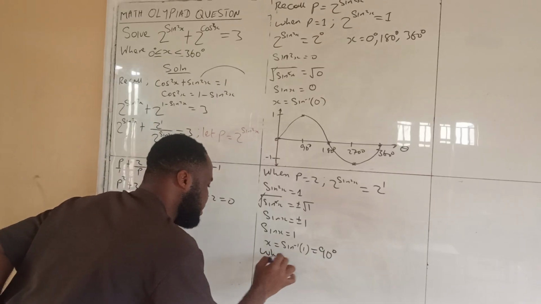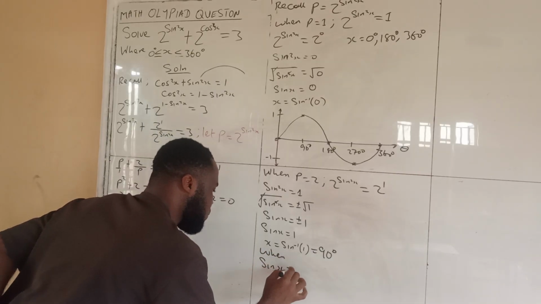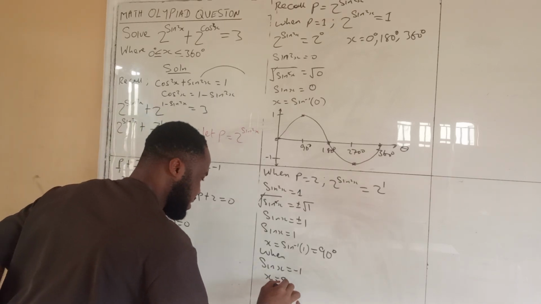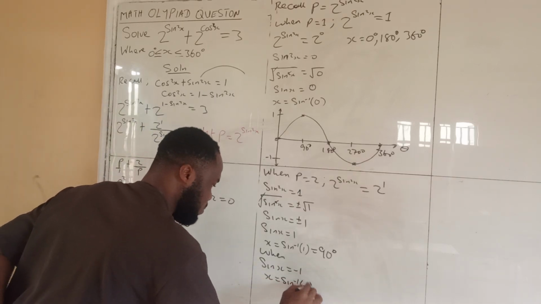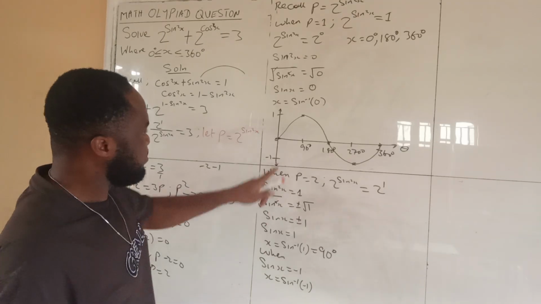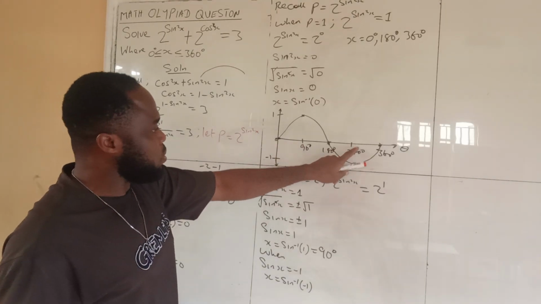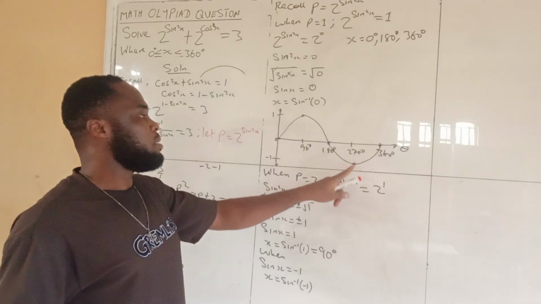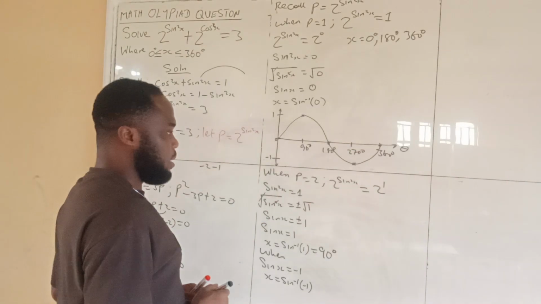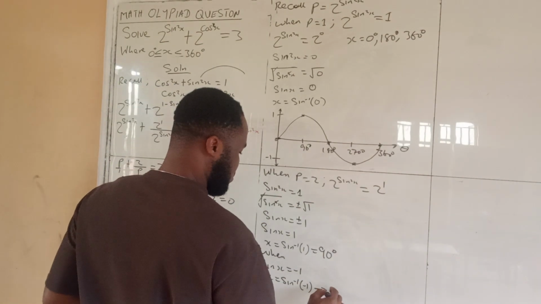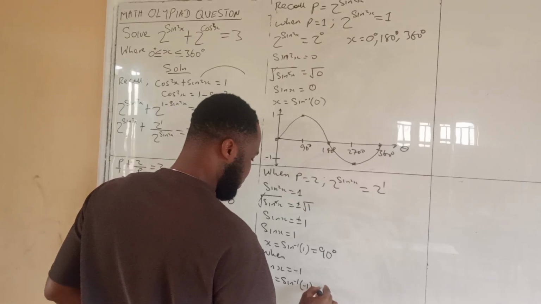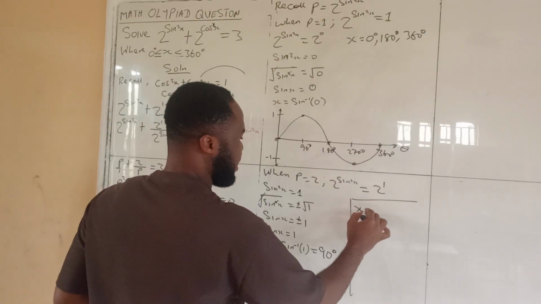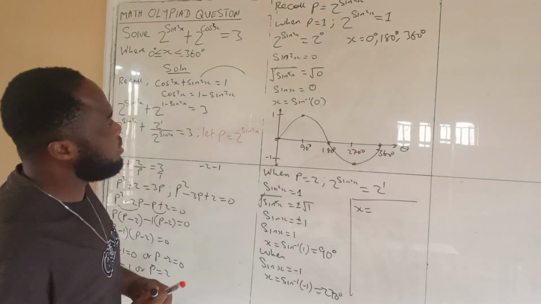So when our sine x is equal to minus 1, you see that x is sine inverse of minus 1. Let's go back to our graph. Here you see that sine 270 degrees is minus 1. So sine inverse of minus 1 must give us 270 degrees.